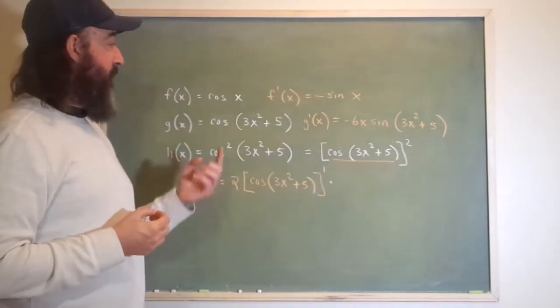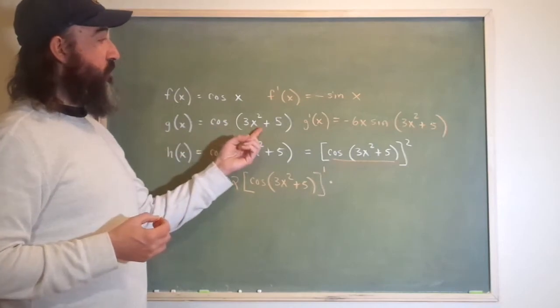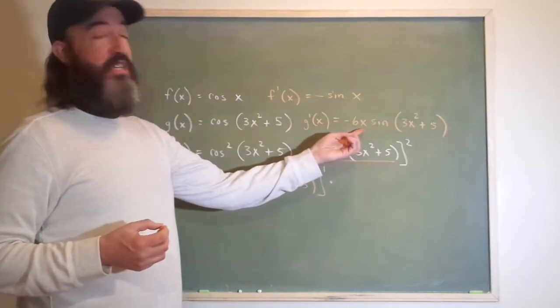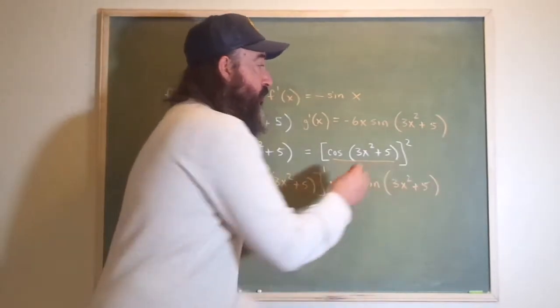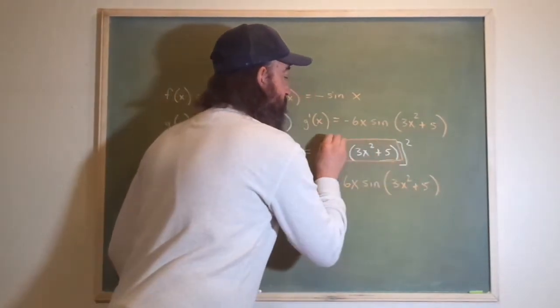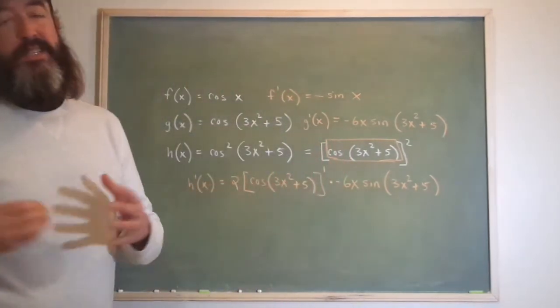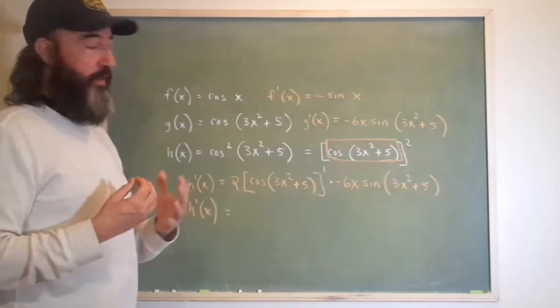And we saw just a moment ago that the derivative of cosine of 3x squared plus 5 is negative 6x sine of 3x squared plus 5. So to get this piece over here, you almost have to have tunnel vision and just consider the derivative of what's inside those brackets. Let's see if we can't neaten this up a bit.